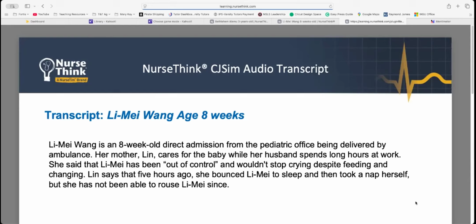So based on that handoff report, what do we think has happened to Li Mei? She had a seizure. Possibly. What else could it be?